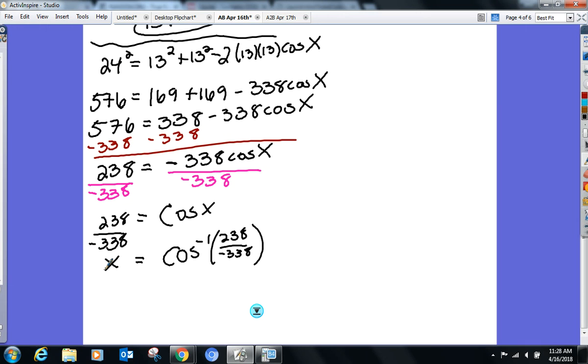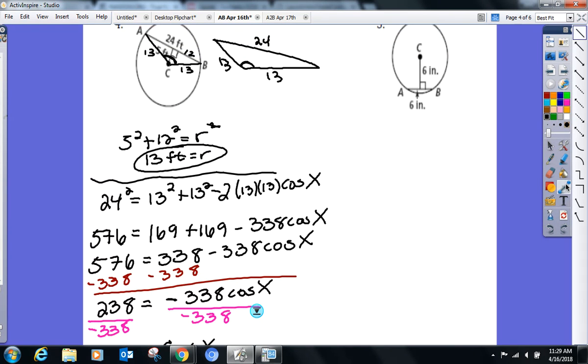And what are we rounding to? Nearest tenth. 134.8 degrees. Okay. Questions? Find the radius on the next one. Go ahead, find the radius. I don't think we need to do it together.